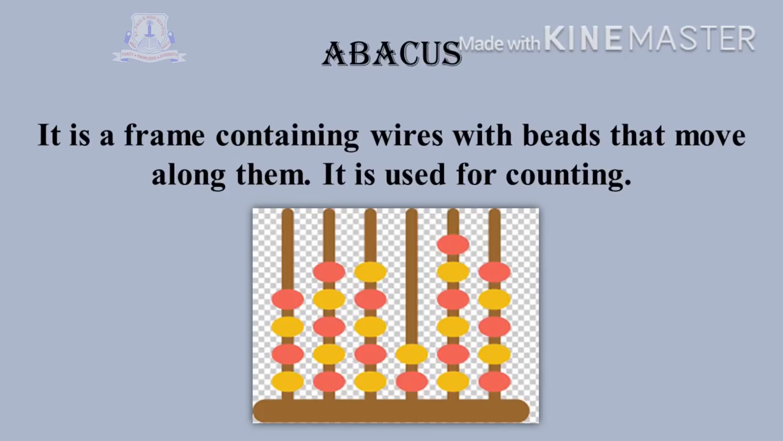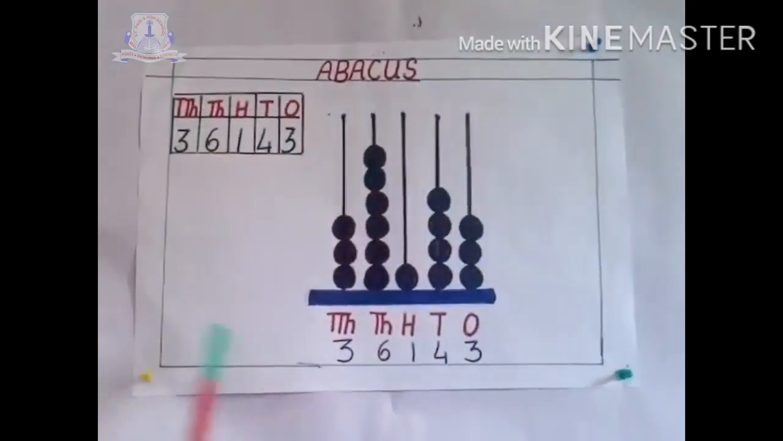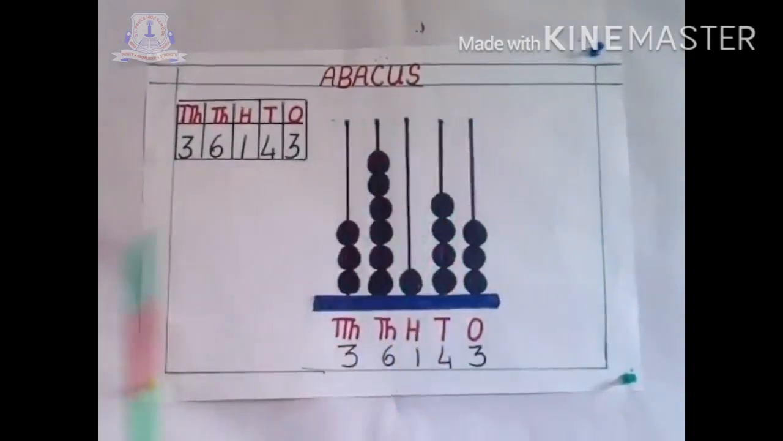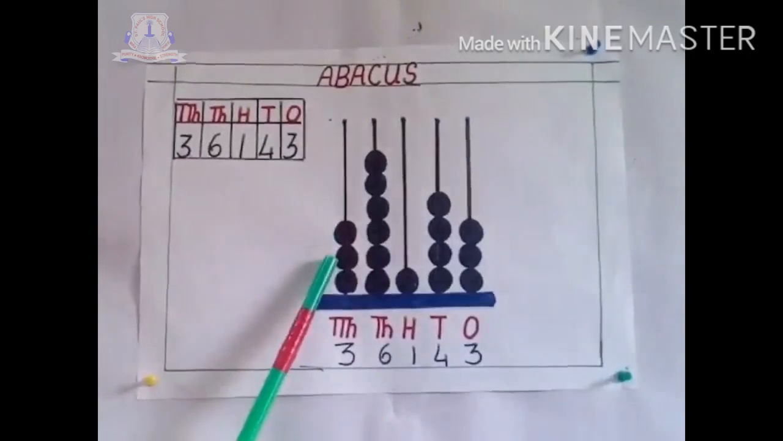Our next topic is abacus. It is a frame containing wires with beads that move along them. It is used for counting. Look at the image of the abacus given, children. Now let us discuss how to represent numbers on the abacus. Okay, children, this is the abacus chart and I will teach you how to represent the numbers on the abacus.